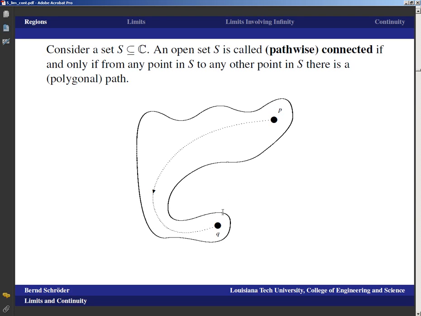And even though I'm only considering 2 points here, I think it's pretty obvious that no matter which 2 points I would choose inside this set, I would always be able to take a path from one point to any other point. The opposite of, okay, so C connects P and Q.